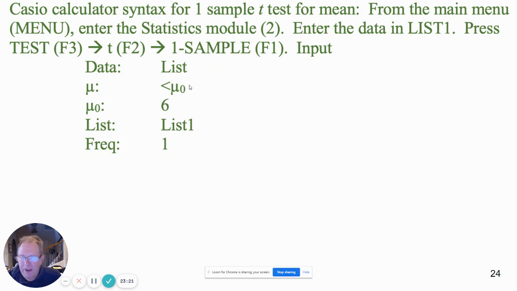My hypothesized value is 6 because I wanted to see whether it was less than 6. The data is coming from list 1, not list 2 or list 3, so you have to pick list 1, and the frequency is 1.